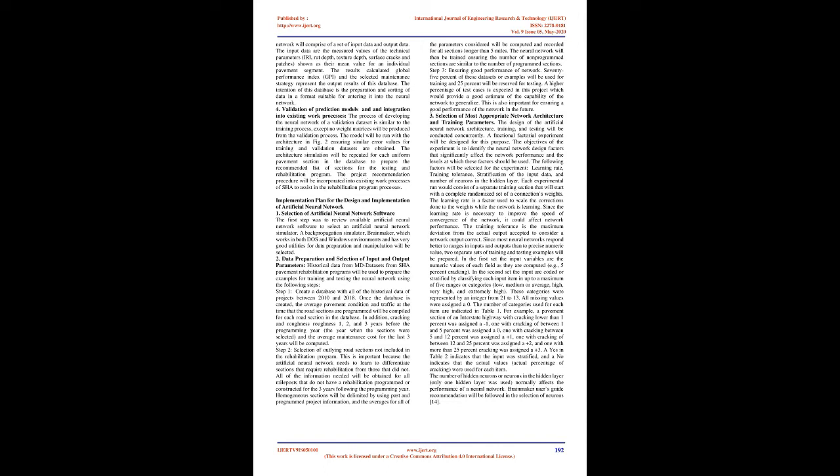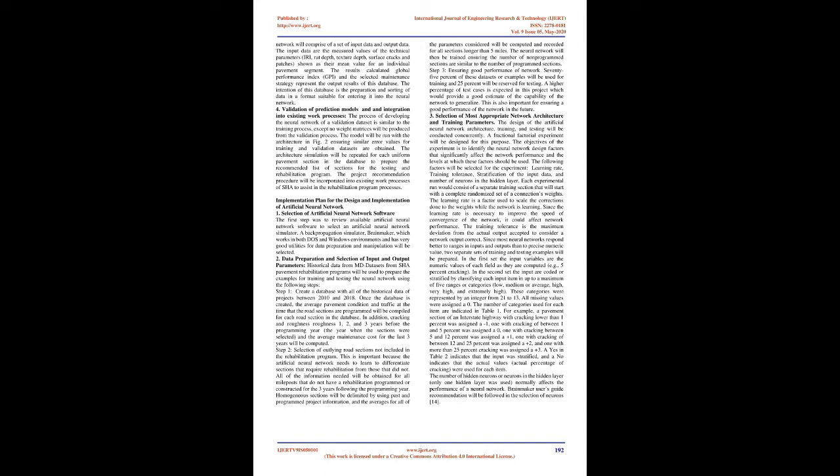3. Preparation of the artificial neural network database. Before the application of the developed ANN model, data will be collected and sorted on the network to conduct learning and training. The database for entry in the neural network will comprise a set of input data and output data. The input data are the measured values of the technical parameters, IRI, rut depth, texture depth, surface cracks and patches, shown as their mean value for an individual pavement segment. The calculated Global Performance Index, GPI, and the selected maintenance strategy represent the output results of this database.